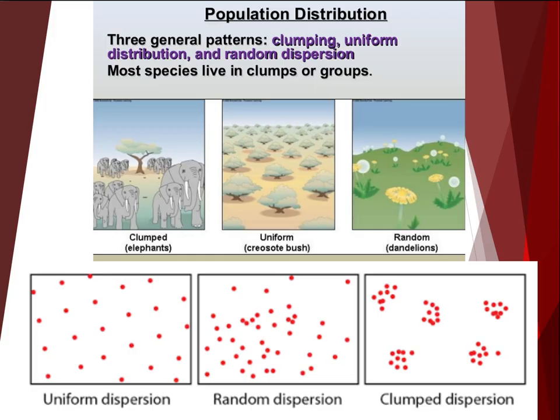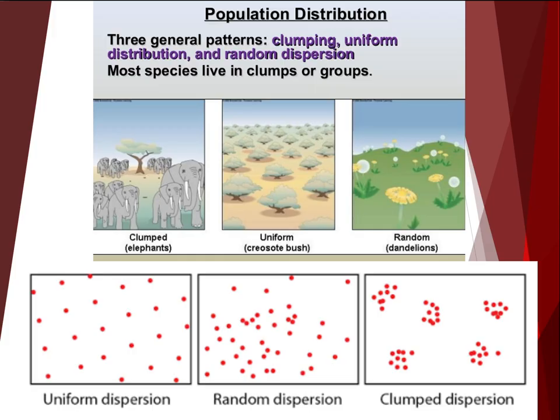Uniform distribution results from negative interactions between individuals. In areas with a relatively even distribution of resources, plants with fewer competitors in their immediate vicinity have increased access to resources. These plants may produce chemicals to inhibit the growth of other plants. This produces a uniform distribution, as the plants do not grow well when they are too close to each other. Animals generally achieve uniform distribution through territorial behaviors rather than chemical inhibition.